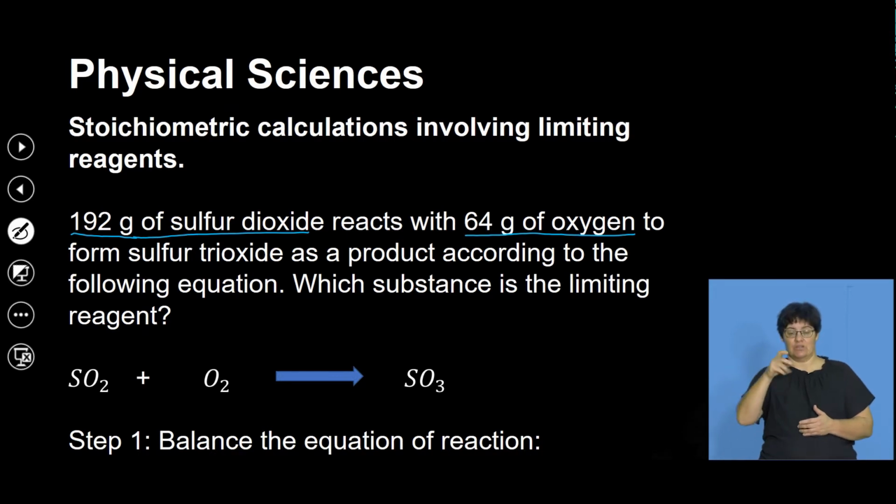So there's 1 sulfur on the left and 1 on the right. The problem comes with the oxygen. We've got 4 oxygen on the left and then 3 on the right.